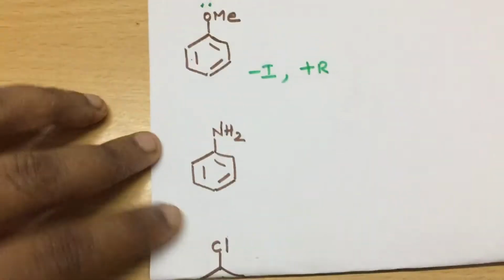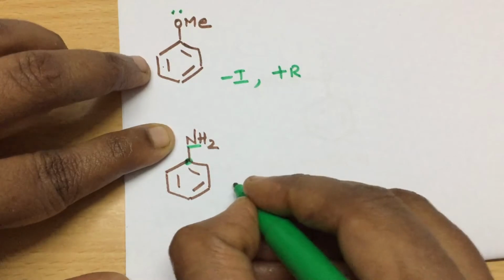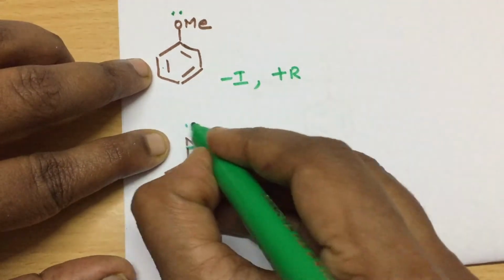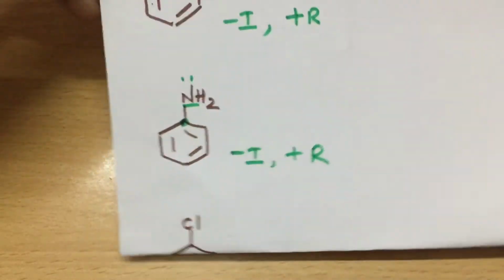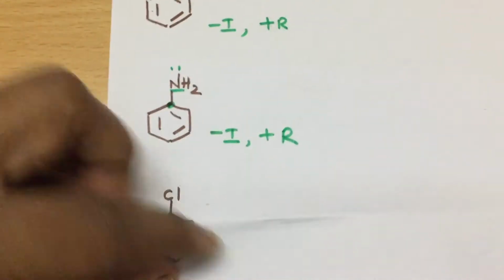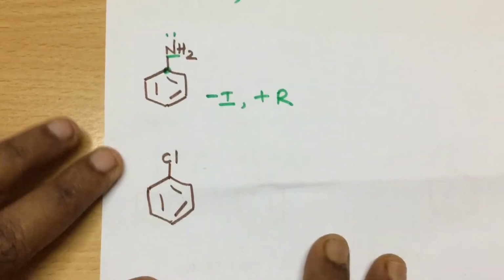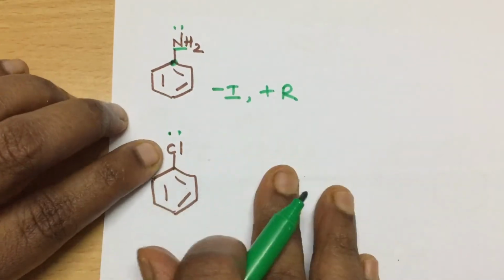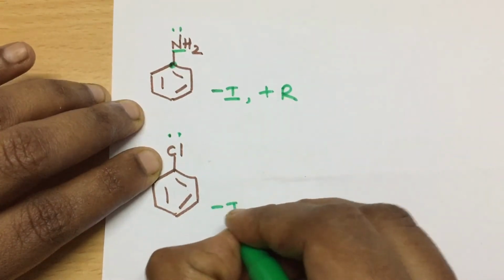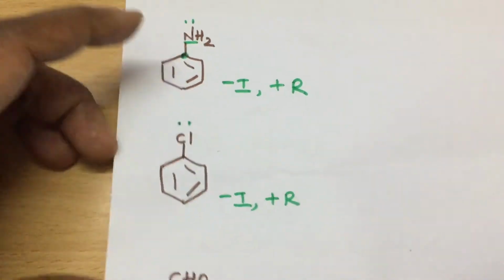Okay, then first atom, nitrogen. This is the carbon of interest. Carbon is attached to a nitrogen, so minus I. He is having electrons, so he is a rich man, so plus R. He also has the tendency to give, because he is electronegative, but not as electronegative as halogen. So who is he? Chlorine is very much electronegative, minus I, but he has lone pairs, so plus R.